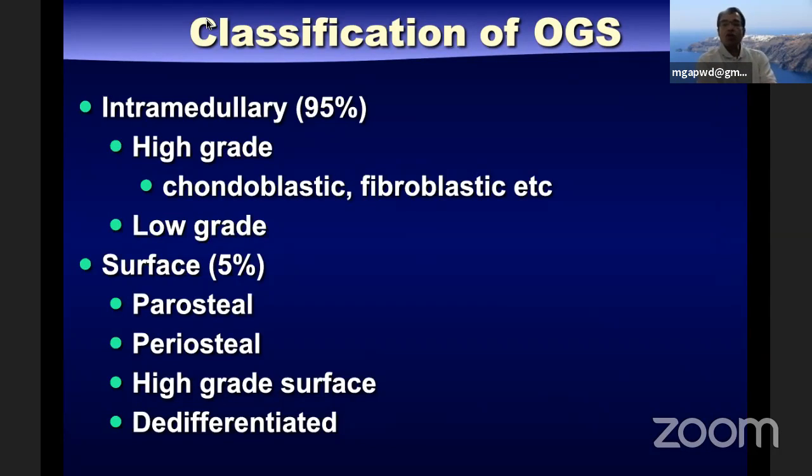The other rarer type of osteosarcoma is something which comes from the surface of bone rather than from inside the bone. There are 4 different types of those, and we will discuss each one of them separately. They are just about 5% of all osteosarcoma compared to the intramedullary, which is 95%. Importantly, most of the surface tumors are actually low grade, but there are a few surface tumors which are high grade. For example, the high grade surface and the dedifferentiated, which are as high grade as the conventional intramedullary high grade osteosarcoma.